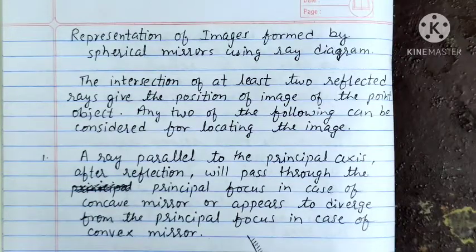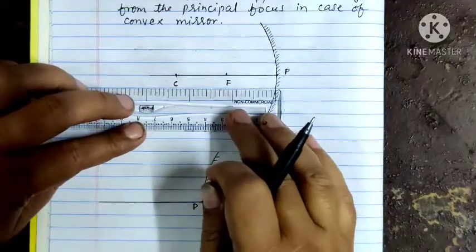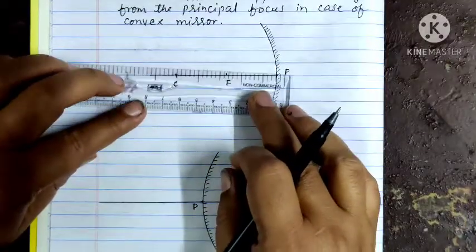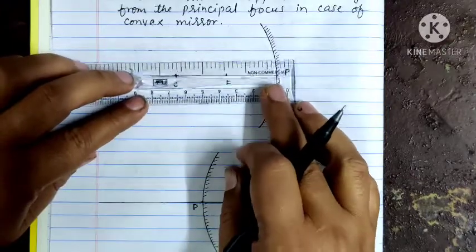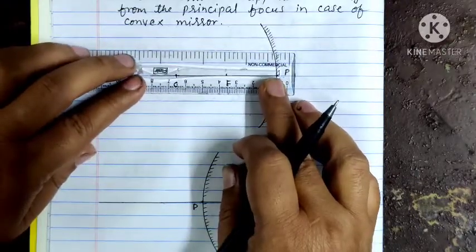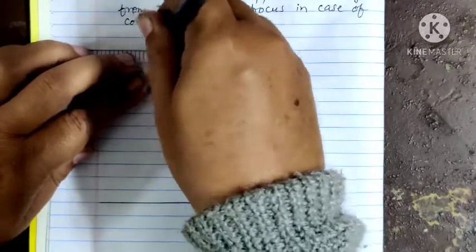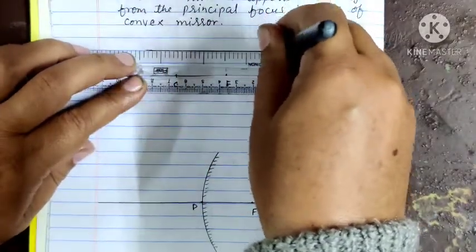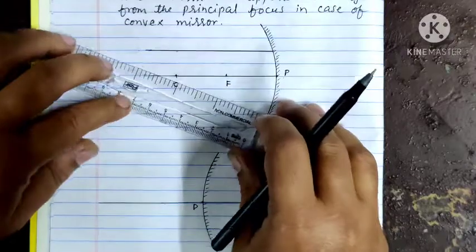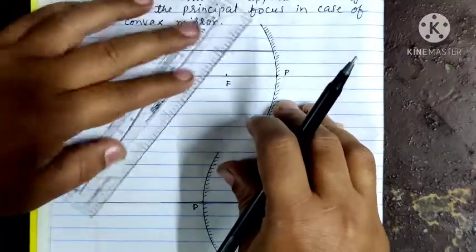Now let us discuss the first rule. A ray parallel to the principal axis, after reflection, will pass through the principal focus in the case of a concave mirror, or appear to diverge from the principal focus in the case of a convex mirror. Now let us draw the rule. A ray parallel to the principal axis. So we are drawing the ray which is parallel to the principal axis. You can see here, this is parallel to the principal axis. After reflection, it will pass through the principal focus.